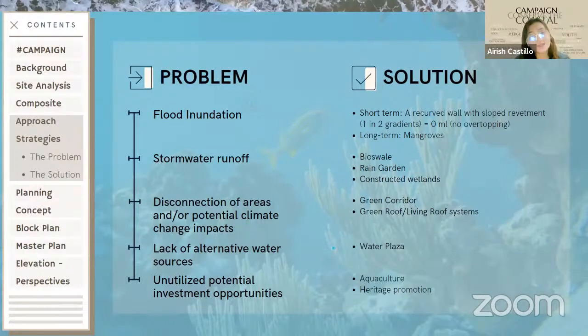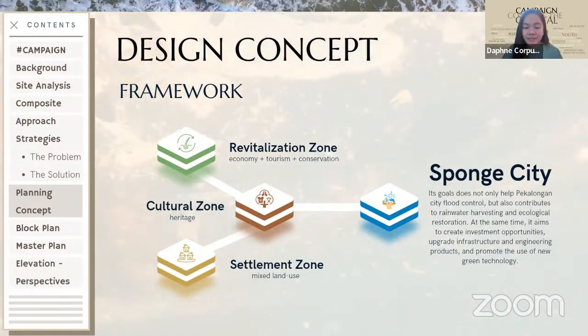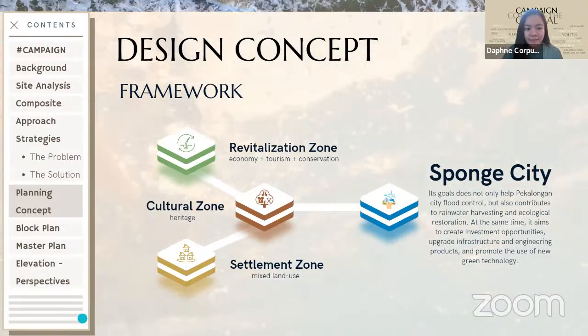A water plaza to store and supply water to specific areas, as a lack of alternative water sources has led to excessive groundwater extraction and caused significant and large subsidence. And we would also like to maximize investment opportunities through aquaculture and heritage promotion as part of our ecotourism initiatives. These approach strategies are translated into our sponge city concept that prevents flooding and restores ecology. It features 3 significant zones which do not only restore Pekalongan City's ecology, but also its identity through the available activities offered within the site.